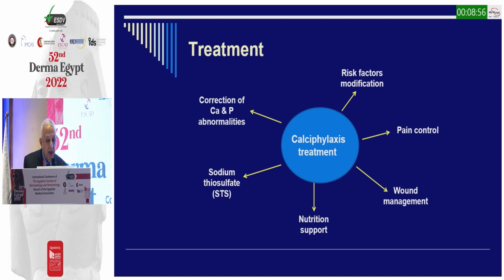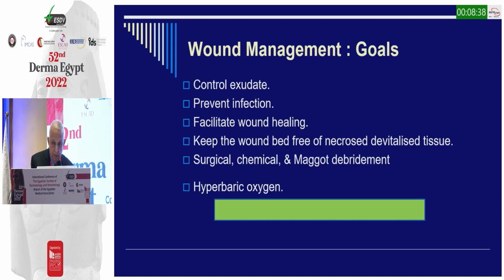The calciphylaxis treatment includes modification of the risk factors, pain control, wound management, nutrition support, sodium thiosulfate, and the correction of calcium and phosphate abnormalities. The goals of wound management are to control the exudate, prevent infection, facilitate wound healing, and keep the wound bed free of necrotized, devascularized tissue. Options include surgical, chemical, and maggot debridement, and lastly, hyperbaric oxygen.